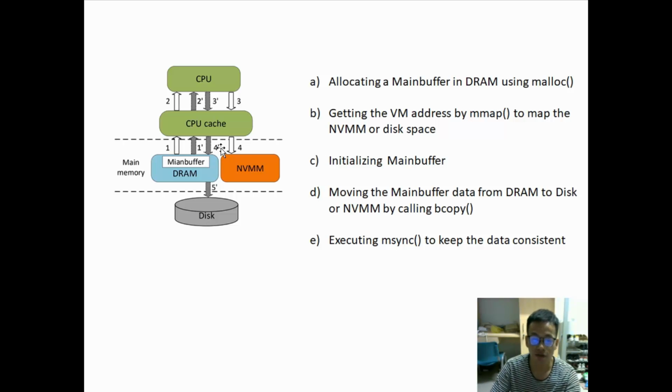We know IOzone is a popular benchmark tool. When we use the IOzone benchmark with the mmap interface, it first allocates a main buffer in DRAM using malloc, then gets the VM address by mmap to map the NVM or disk space, then initializes the main buffer, moves the main buffer data from DRAM to disk or NVM by calling bcopy, and finally executes msync to keep data consistent.